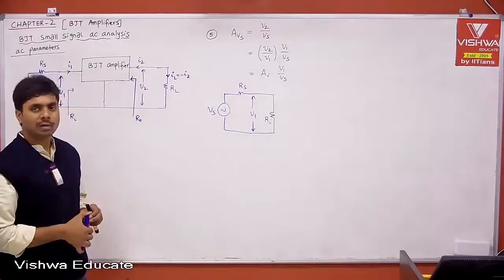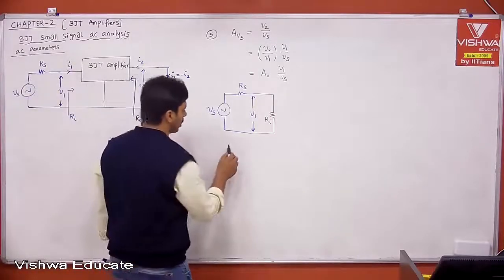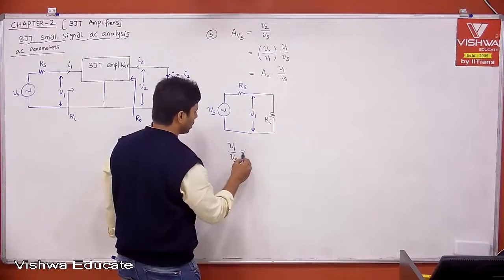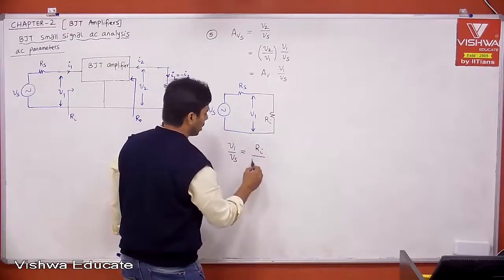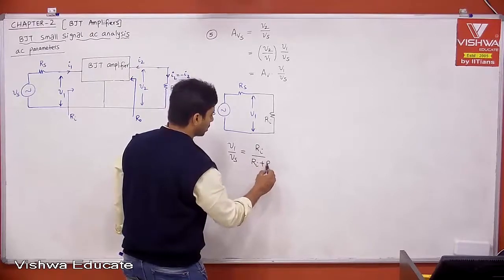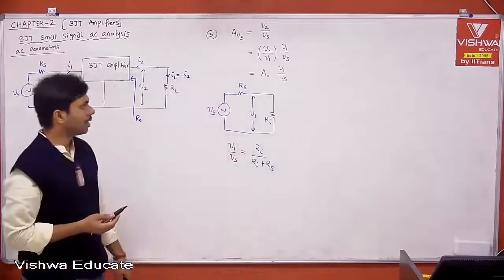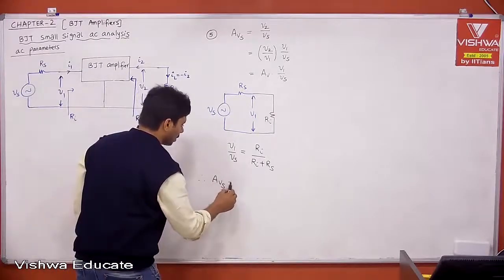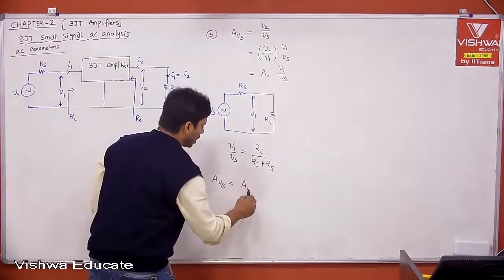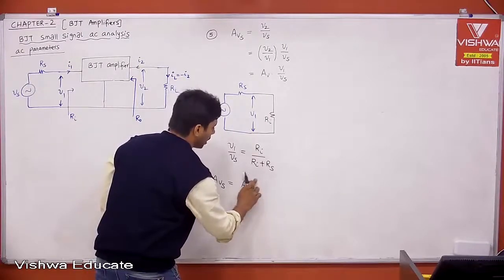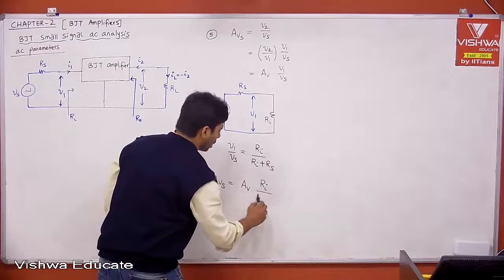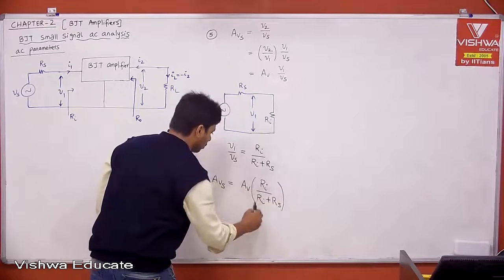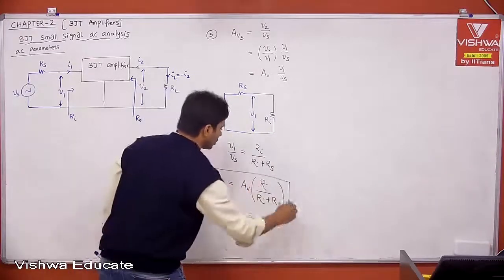Can't you get the V1 to Vs relationship? It is nothing but a voltage divider network. Therefore, what is V1 by Vs? V1 by Vs is nothing but Ri divided by Ri plus Rs. Then what is your AVS? Therefore, AVS is equal to AV, the voltage gain, times Ri divided by Ri plus Rs. This is your voltage gain including source resistance.